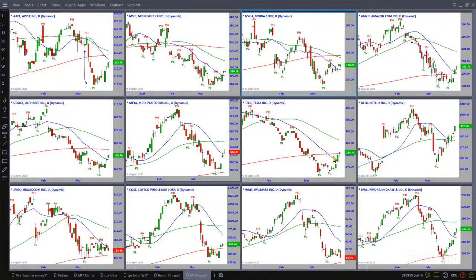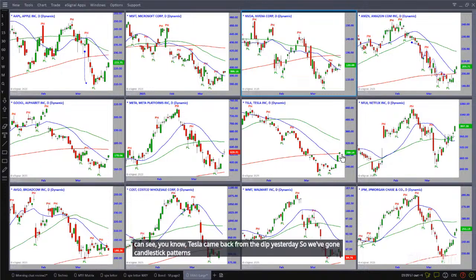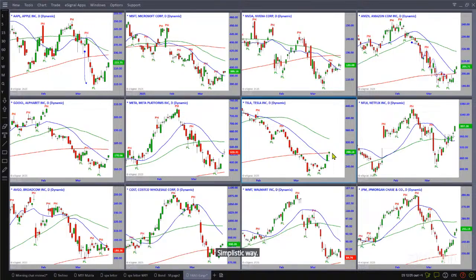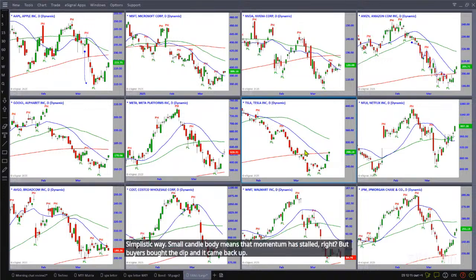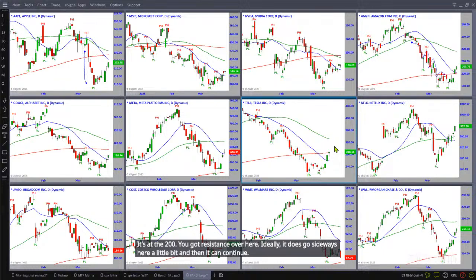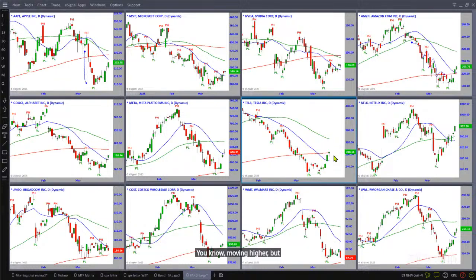So on candlestick patterns, which I don't put a lot of weight on, when we look at this in a very simplistic way, small candle body means that momentum has stalled, right? But buyers bought the dip and it came back up. It's at the 200. You got resistance over here. Ideally, it does go sideways here a little bit, and then it can continue moving higher, but that's yet to be seen. So you want to see where these things are gapping this morning.